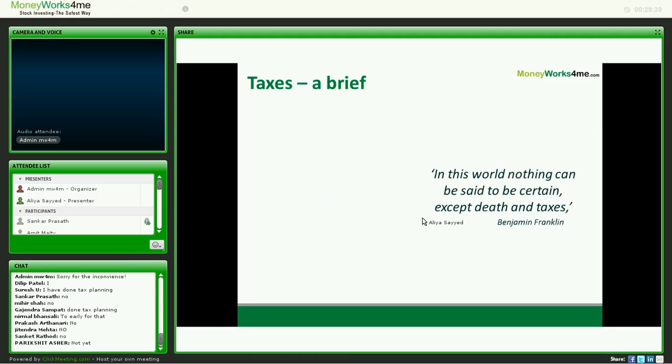To quote Benjamin Franklin, in this world nothing can be said to be certain except death and taxes. So taxes do form an inevitable part of our daily life, whether we like it or not. We directly or indirectly do end up paying taxes to the government. So what does tax mean? It is nothing but the fee that the government charges us on the services or goods that we use.